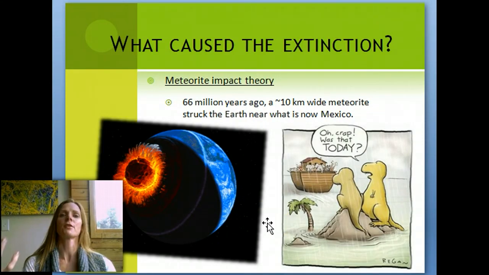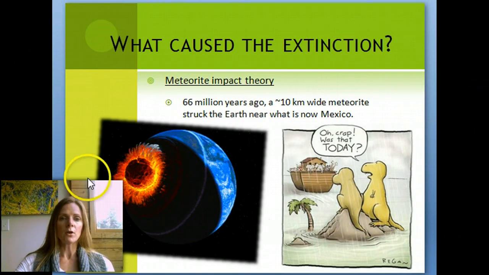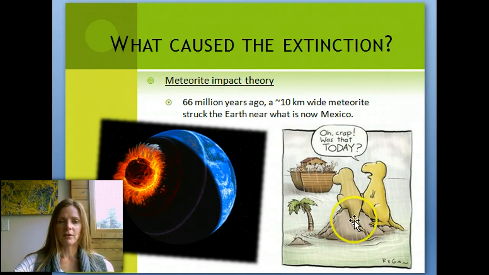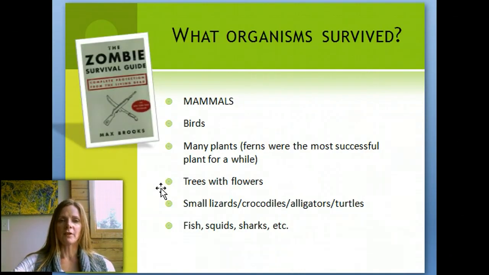You're going to have lots of different theories out there about what happened. So a couple of things are the meteorite impact theory. So people believe 66 million years ago, approximately a 10-kilometer wide meteorite, which is pretty huge, struck the Earth near what is Mexico. Okay? I love this, by the way. It says, oh crap, that was today, and the dinosaurs left, and there's the ark. But nonetheless, that is one of the main theories that basically talks about why things went extinct and this mass extinction occurred. Okay?